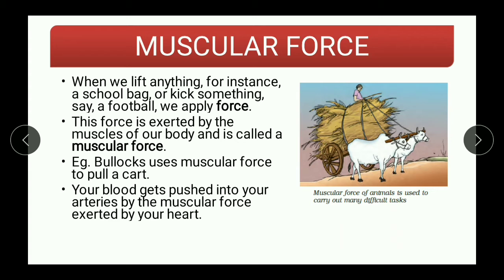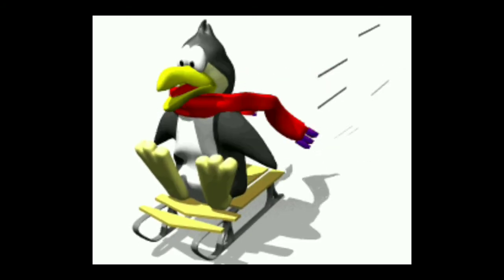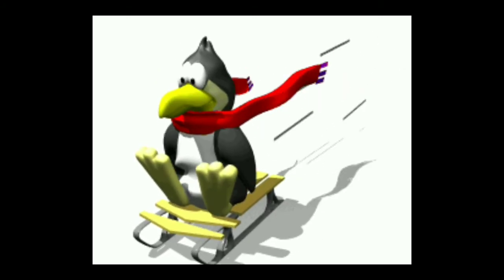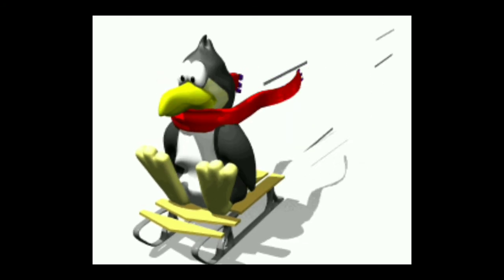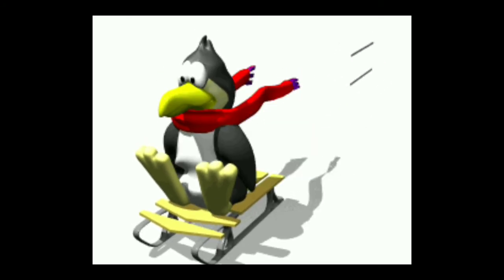Now that you know what muscular force is, let us move on to the next type of force, which is frictional force. Generally, we feel friction when we try to slide on something. Let us learn more about friction.